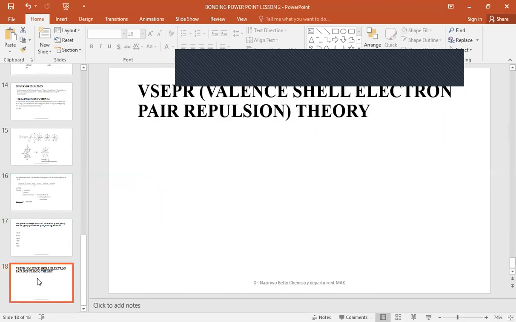Next time, we are going to look at the theories. We are going to begin with the valence shell electron pair repulsion theory, call it VSEPR.